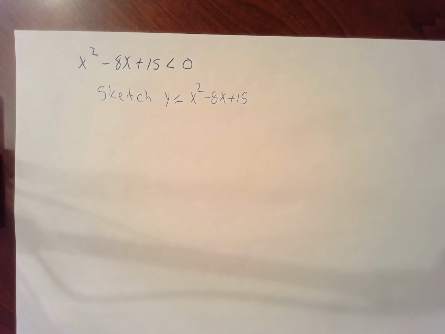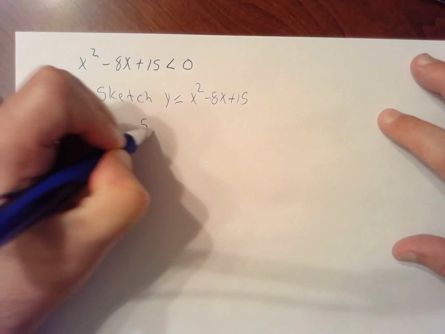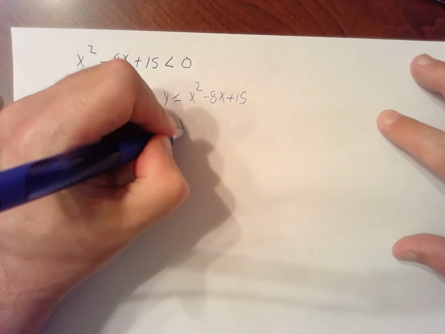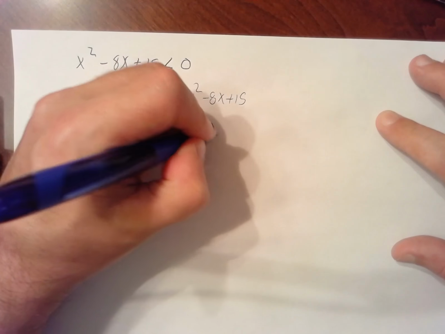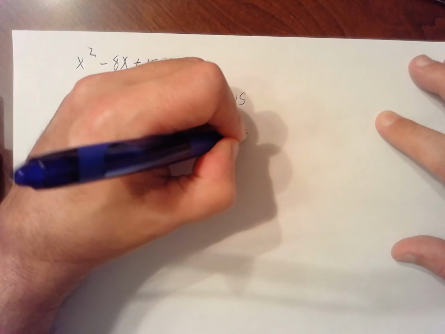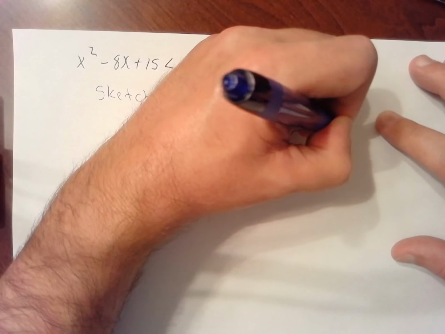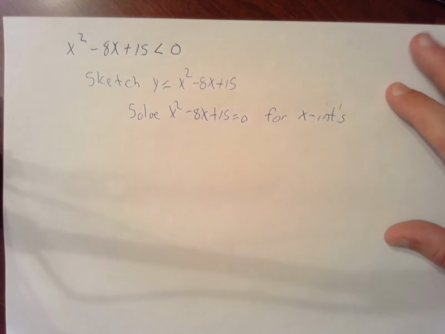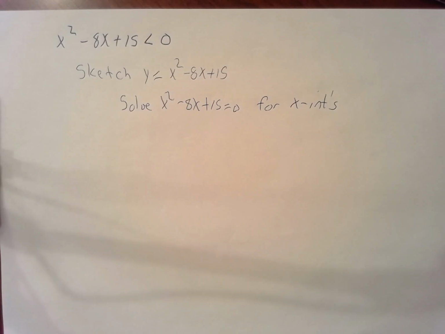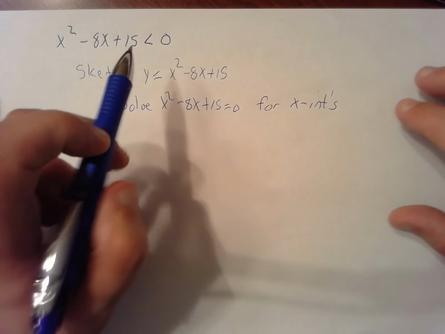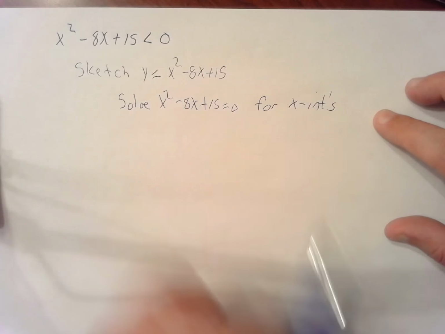First thing we do when we're trying to sketch these graphs is find the x-intercepts. So we solve x squared minus 8x plus 15 equals 0 for the x-intercepts. That's how we find x-intercepts. We plug in y equals 0. We'll worry about the less than at the very end.